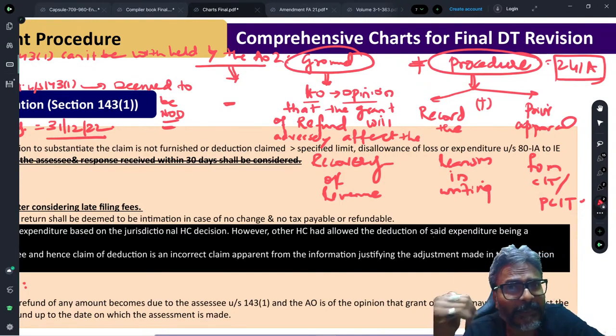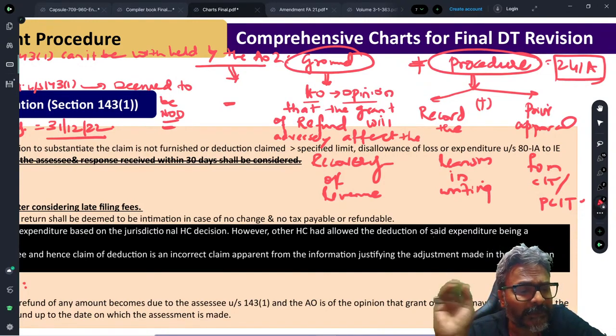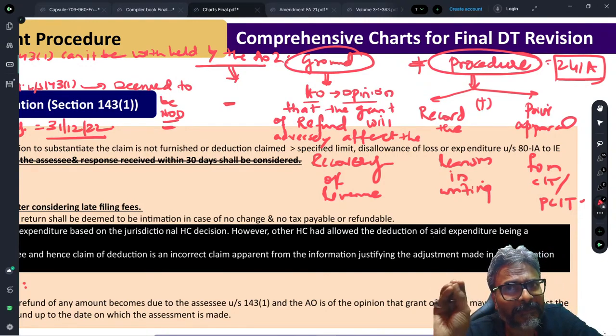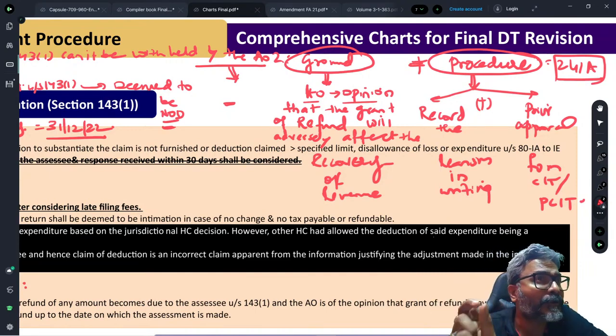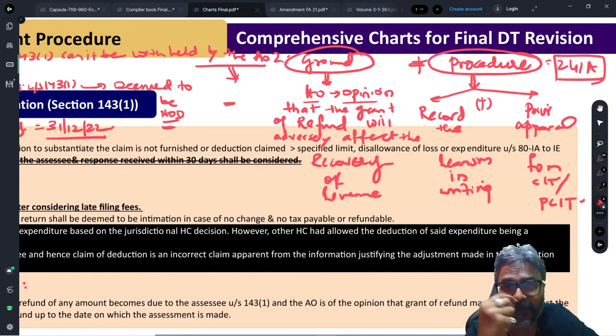He just needs to make an intimation to that effect, and accordingly, by making that intimation, he will be in a position to do this particular adjustment, and that adjustment will be under section 245.